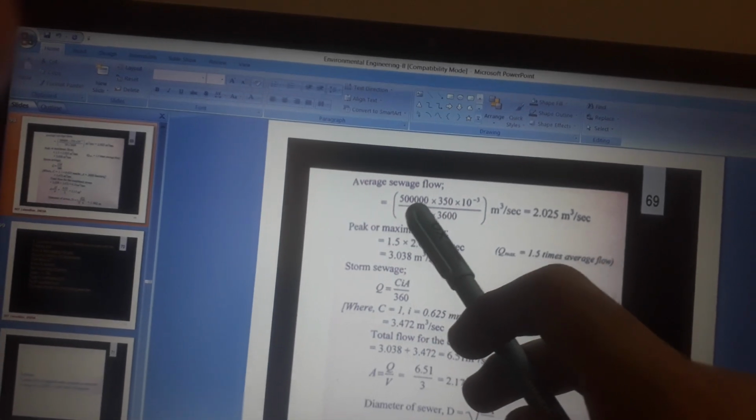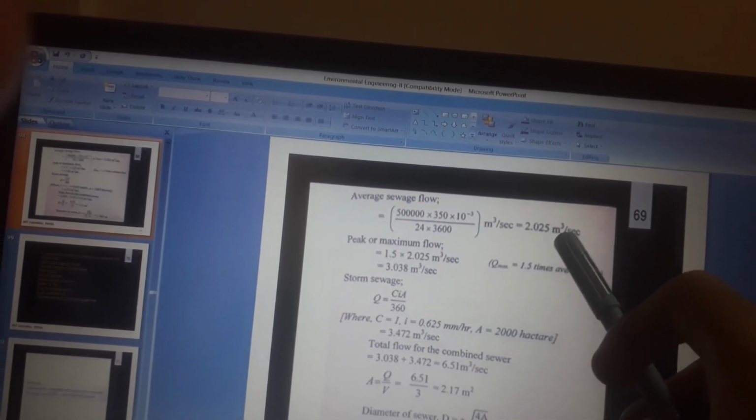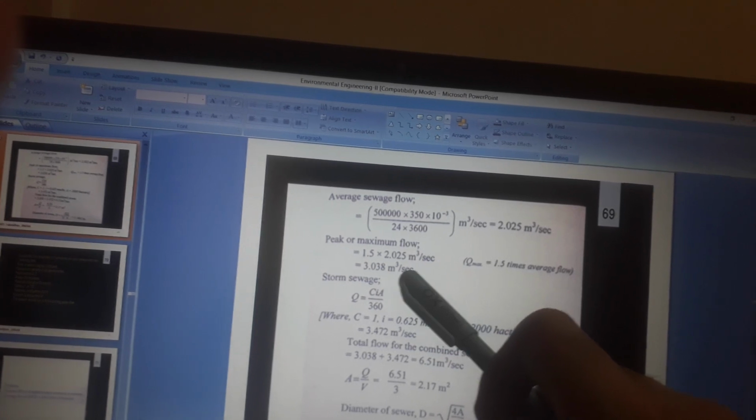Average sewage flow is equal to 5 lakh into 350 into 10 raised to minus 3 over 24 into 3600 meter cube per second, which is equal to 2.025 meter cube per second. Peak or maximum flow is equal to 1.5 into 2.025 meter cube per second. Q maximum is equal to 1.5 times average flow is equal to 3.038 meter cube per second.